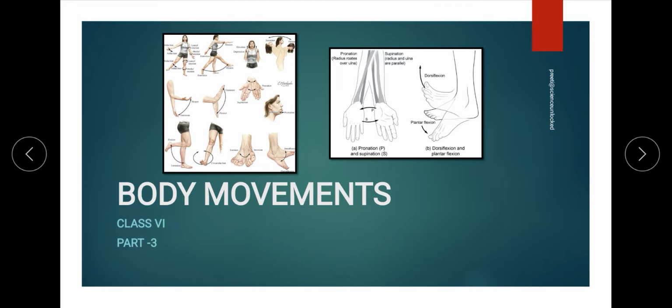Now, in the previous session we talked about the uniqueness of movement in different sets of animals. So let's continue with that. We have already talked about earthworms. Now we will be moving towards snails.